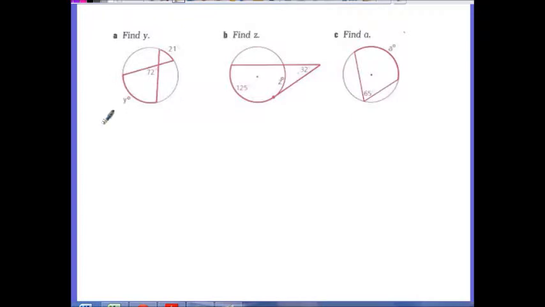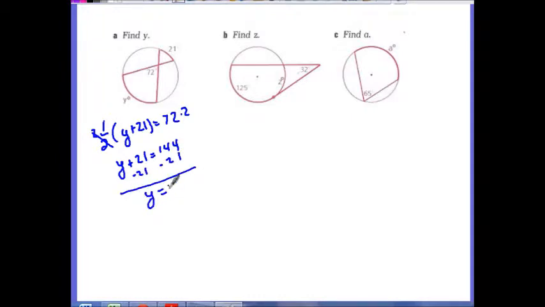For our first one, we know it's an inside angle, so 1/2 the sum of the arcs is equal to the measure of the angle. Now, let's double both sides, which is going to cancel out that 1/2, which leaves me with y plus 21 equals 144. Subtract 21 from both sides, we're left with y equals 123.